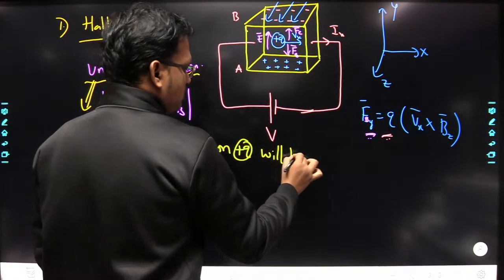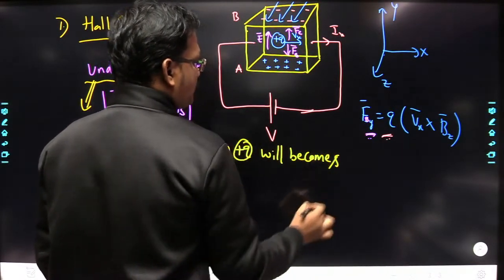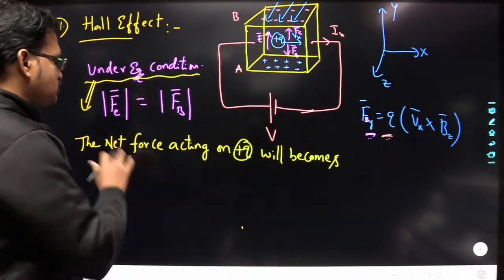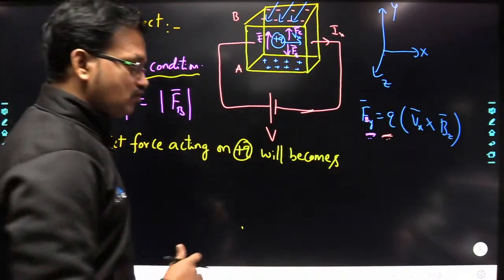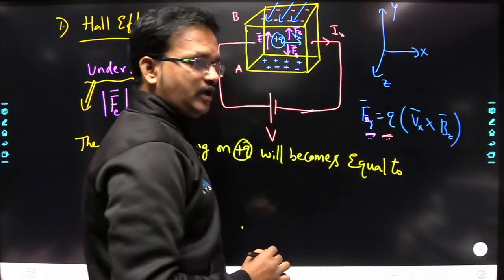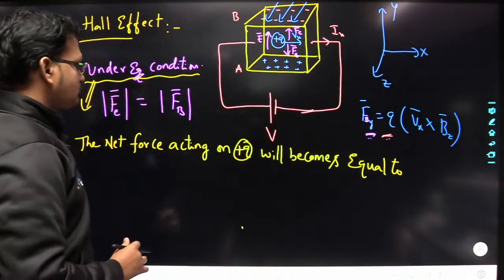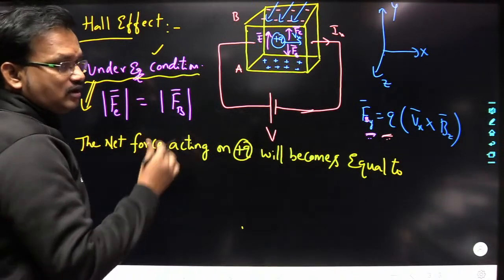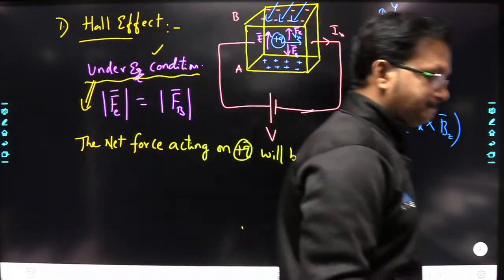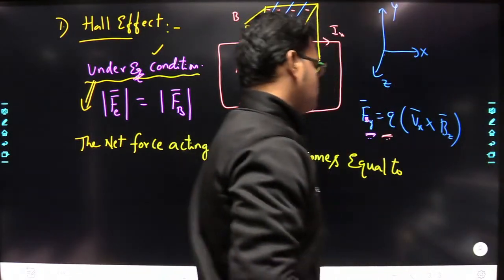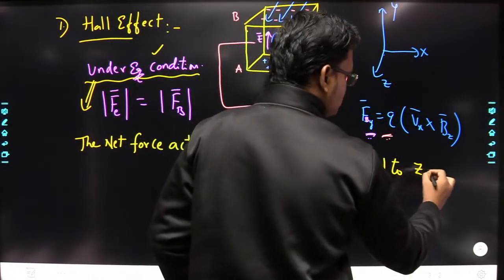If two forces act opposite to one another and their magnitudes become equal, then the net force acting on plus Q will become equal to what? Then what happens at one stage under equilibrium condition? The net force acting on the charge will become equal to 0. Yes or no? Will become equal to 0.